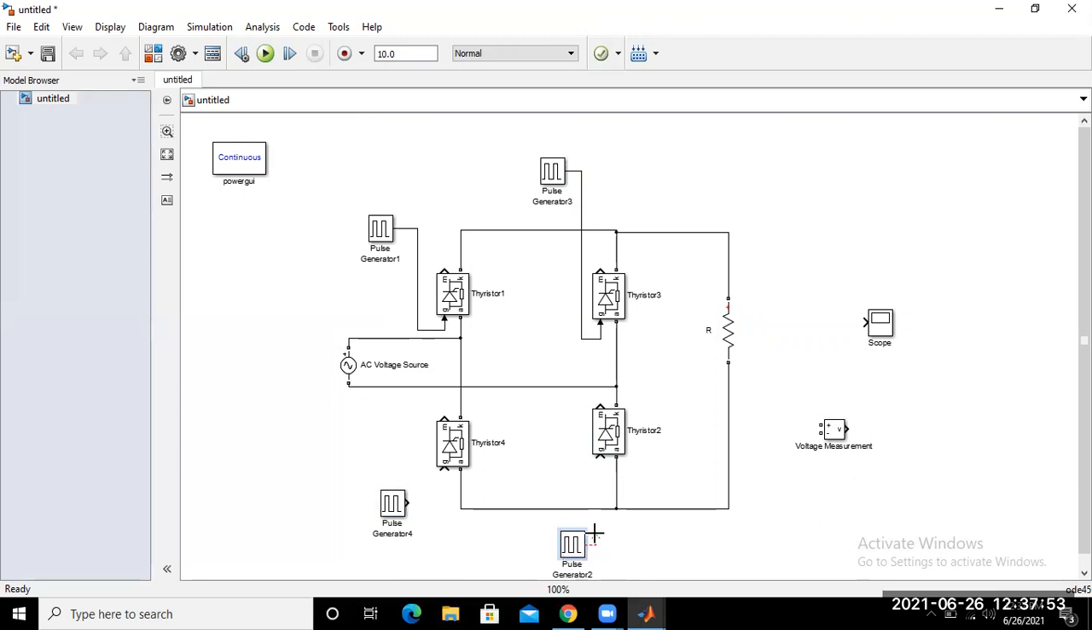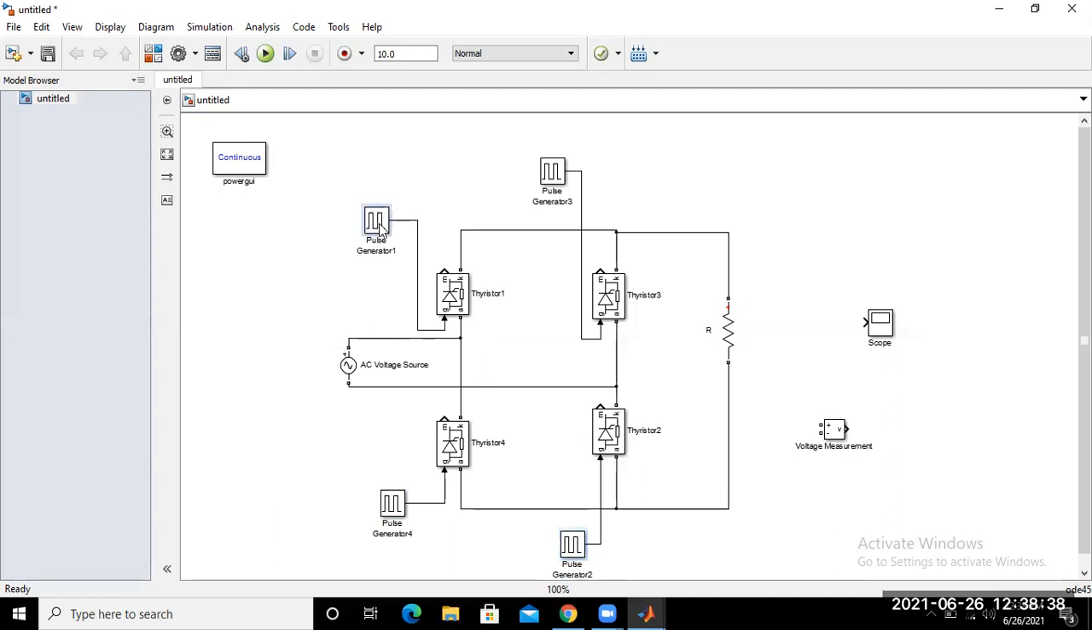Okay. Yeah. So it is connected. So we already connected the pulse generators to the 4 thyristors. So when the thyristor is in forward bias and a pulse is applied to that thyristor, that means your thyristor is in conduction mode. Otherwise, the thyristor does not conduct even if the thyristor is in forward bias. Okay. So whenever you provide the gate pulse to the thyristor, then you are able to conduct that thyristor.